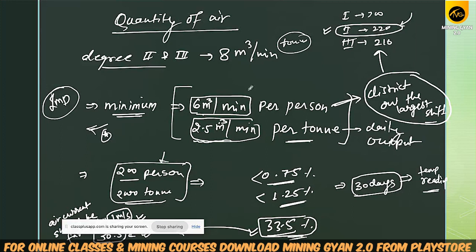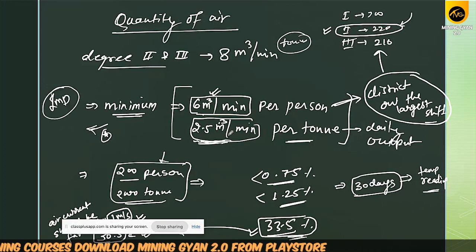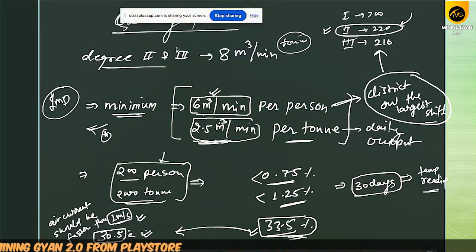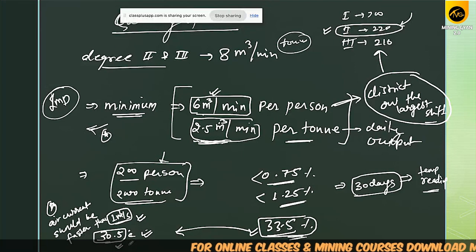Okay, and so 6 meter cube per minute per person. And for the ton calculation you have to multiply 2.5 meter cube per minute per ton of daily output. Here I have given you basic information, but maybe you have not focused. Look, in a normal environment you need 1 meter cube per second of air. But if the temperature is more than 30.5 degree, then you need more than 1 meter cube per second. Just remember.